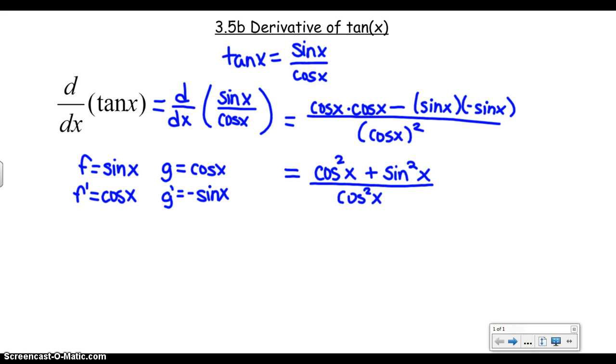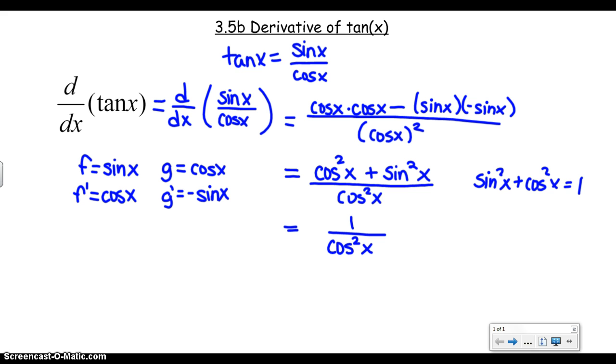Now hopefully you remember the sine identity: sine squared x plus cosine squared x equals 1. So in the numerator we have cosine squared x plus sine squared x, so that really is just a 1 on the top. So we have 1 over cosine squared x.